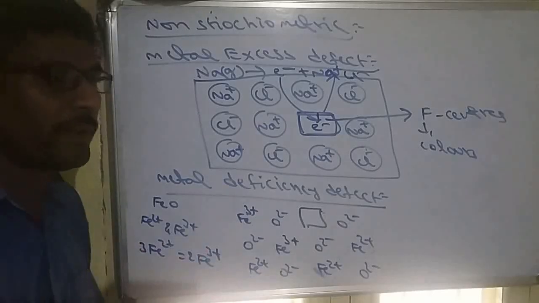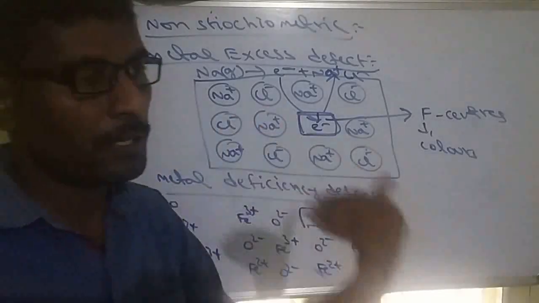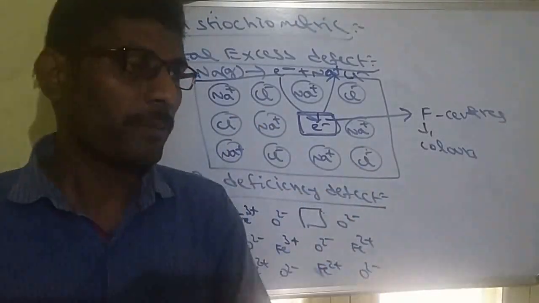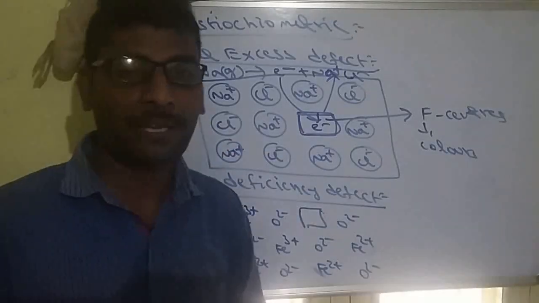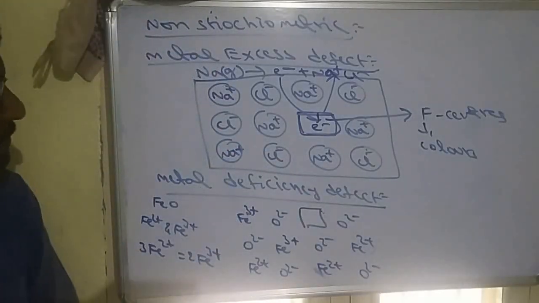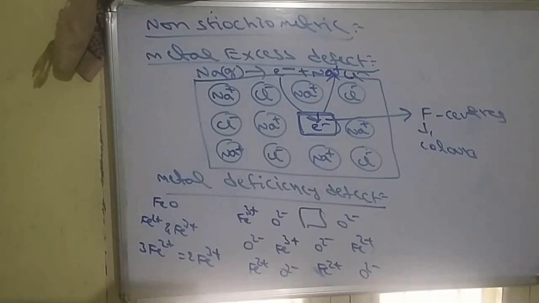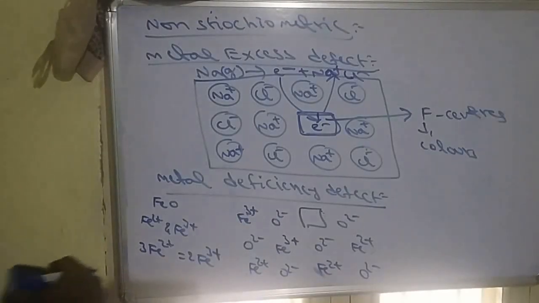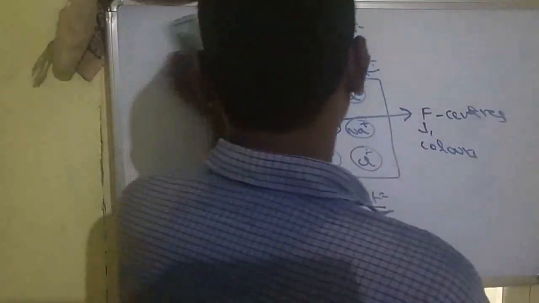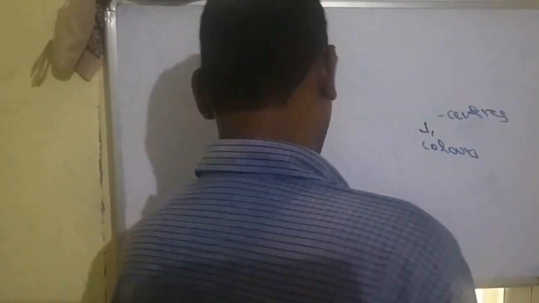So this is about defects. The defects can be stoichiometric, impurity, or non-stoichiometric. Use the examples. This is important. So the next topic, almost all is completed.